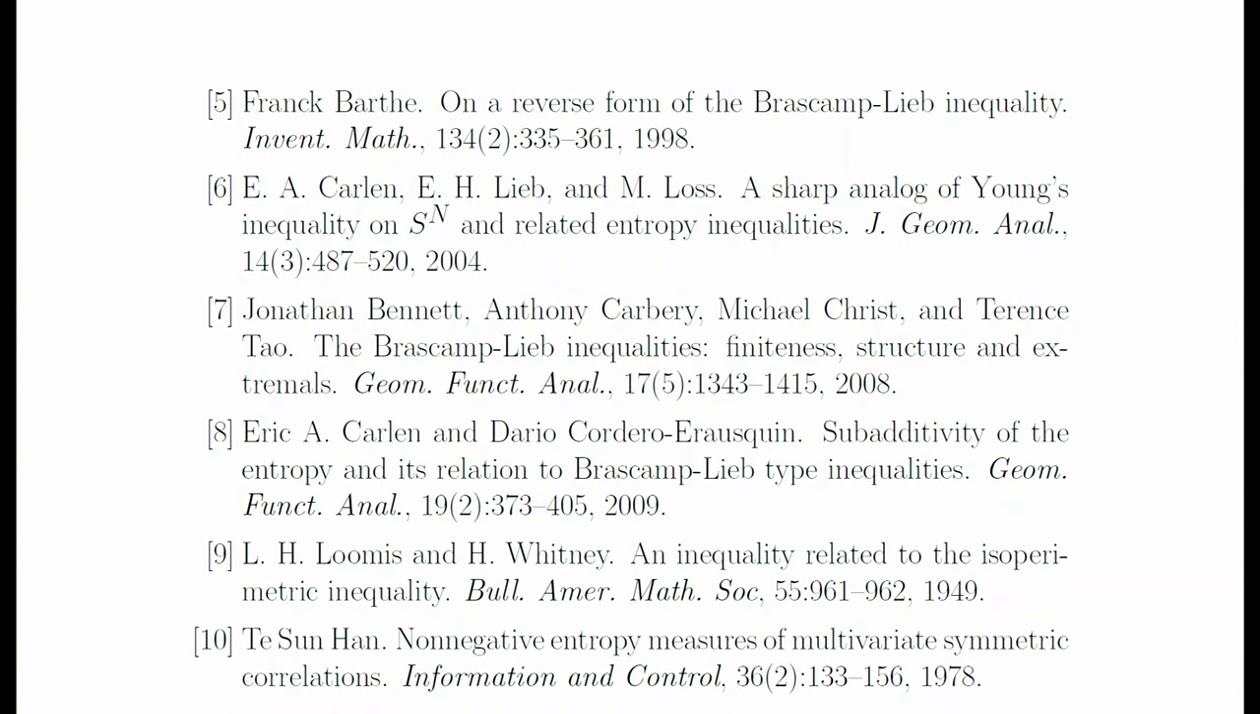And then Eric, Elliott, and I discovered these correlation inequalities on the sphere, and then we realized that heat kernels can do a lot of good to prove all these inequalities, and we did this in this paper also for the rank one case in Brascamp-Lieb. That was later done in the general rank case by Bennett, Carbery, Christ, and Terry Tao. Okay? I also would like to mention the paper of Eric Carlen and Dario Cordero-Erausquin, namely subadditivity of entropy in relation to Brascamp-Lieb type inequalities. This is where many of these things I've told you show up. And for historic reasons, the very first papers were by Loomis and Whitney. This was a Brascamp-Lieb type inequality, but of course much more elementary, right? The one which I showed you, which you used for the Sobolev inequality. And there is an analogous entropy inequality, which was proved by Han. And you see, this goes way back.